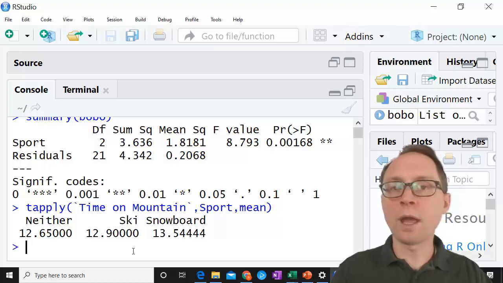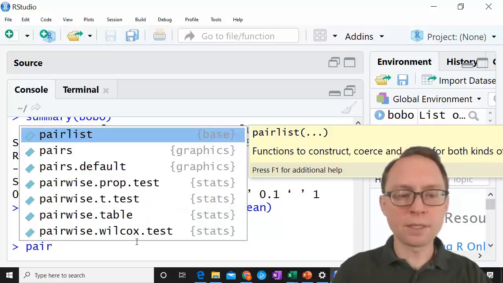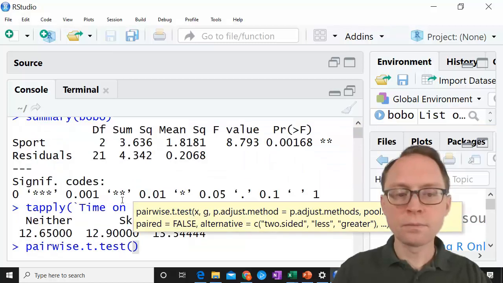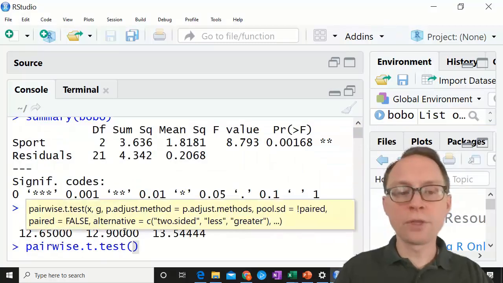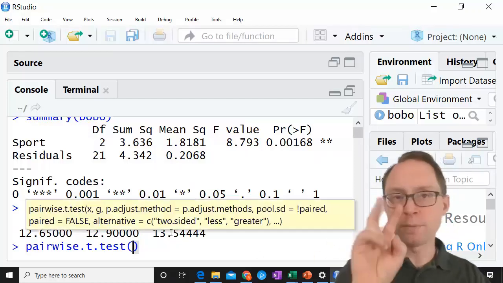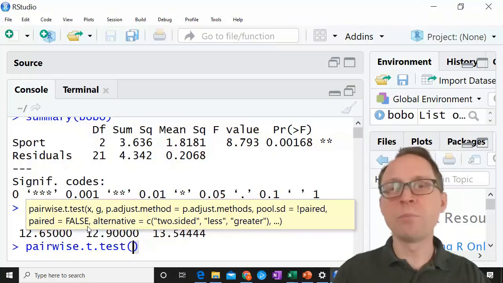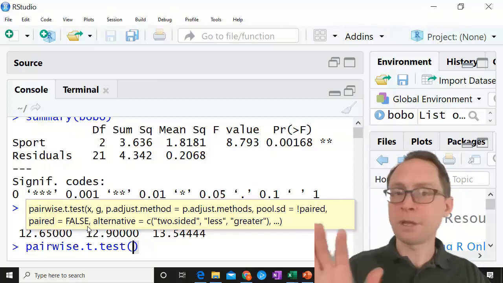of options, but we could run a pairwise t-test. A pairwise t-test is going to say, I want to look at the difference between the means of each of the two. I'm going to separate these by two. So ski versus snowboard, that's going to be one test. I'm going to have neither versus snowboard, that's another test. Neither versus ski, that's another test that's going to happen. But we can't run this like a normal t-test.